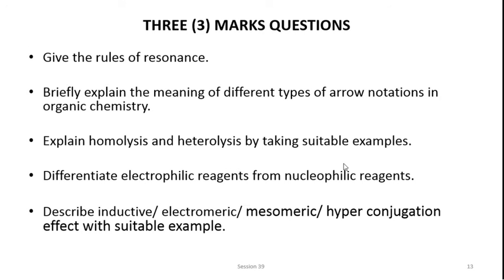Explain homolysis and heterolysis by taking suitable examples. Homolysis is, as I told you in the previous slide, bond is cleaved equally. You're supposed to write that. Heterolysis, bond is cleaved unequally. So homolysis gives free radicals, heterolysis gives you ions. You are supposed to explain them with suitable examples.